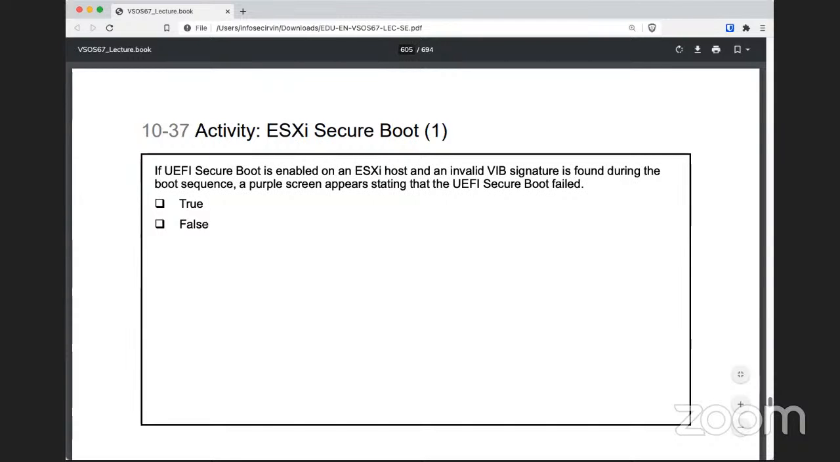Here's a question. If UEFI secure boot is enabled on a host and an invalid VIB signature is found during the boot sequence, a purple screen appears stating that UEFI secure boot failed. And the answer is true.